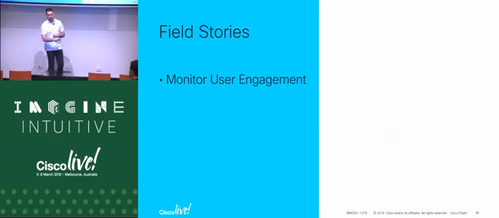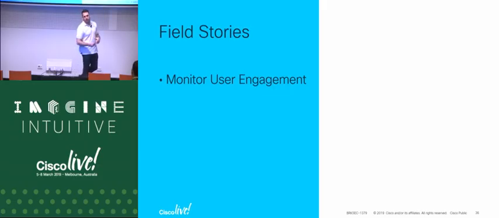So, monitoring user engagement. You as customers, you buy products. The world is moving to a subscription-based world where you buy a number of seats. You're paying for your products. 5 users is going to be $5 per user per month. That's not quite our model, but it's the idea.